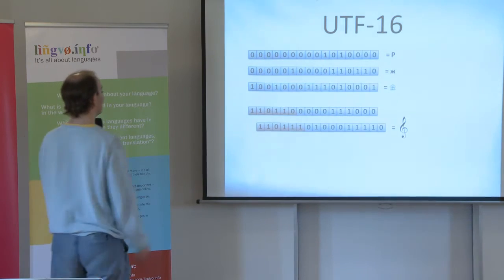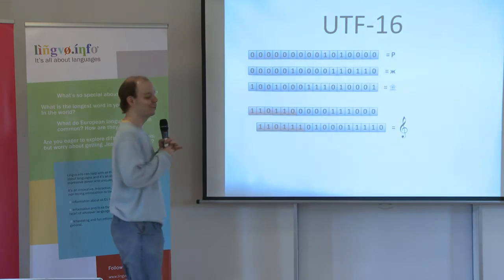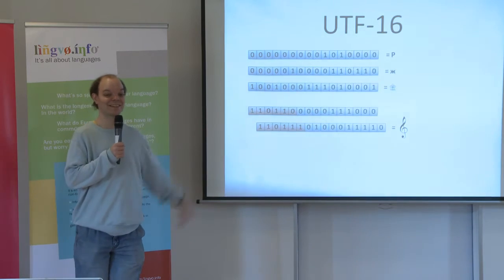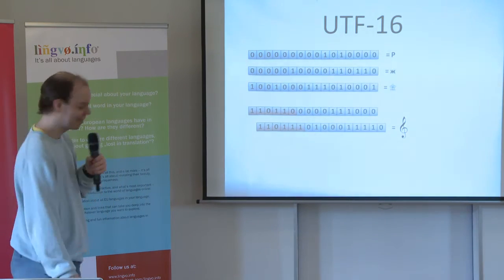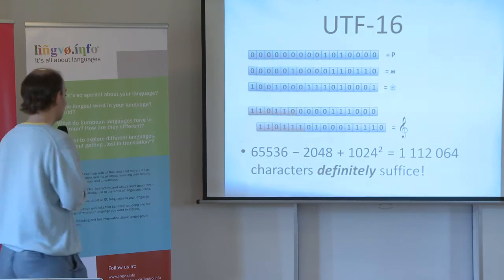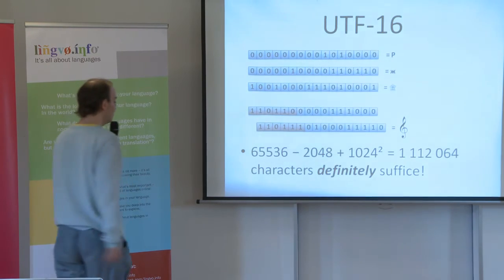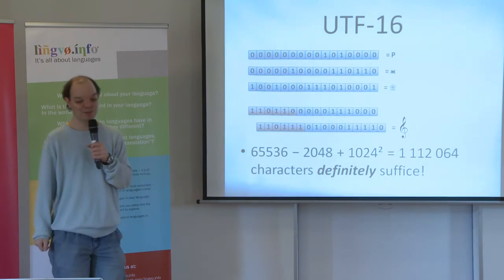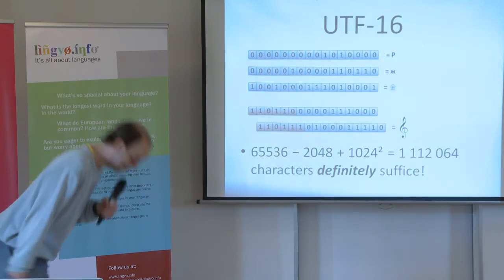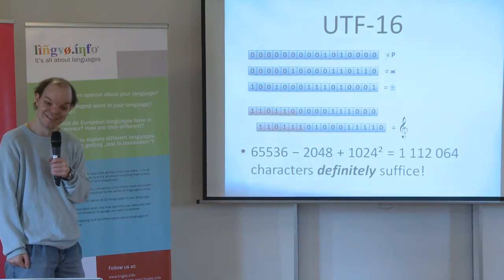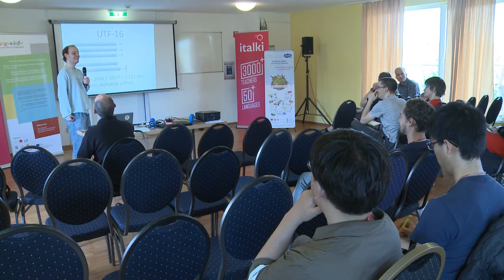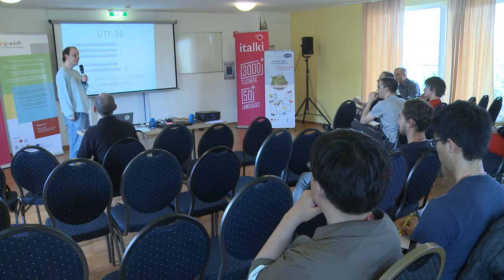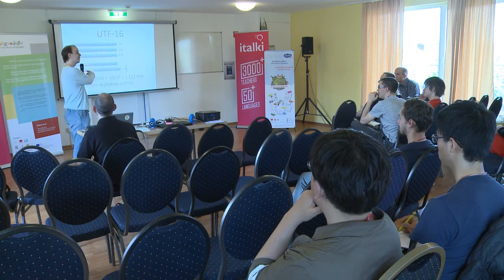So this is what the G-clef symbol, which is my favorite character that is greater than 65,536, would look like in UTF-16. And then, with this idea, we now have 1,112,064 possible codes, and that should definitely suffice, right? Well, linguists seem to agree that it will suffice until we encounter an alien civilization with another Unicode.